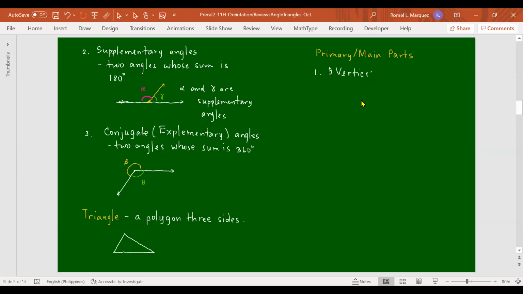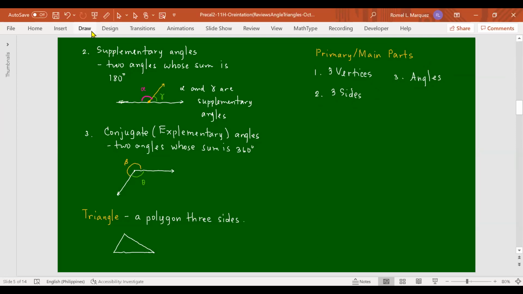If you connect any two vertices, we form what? We form three sides, okay? And then between two sides, we have what we call angles.